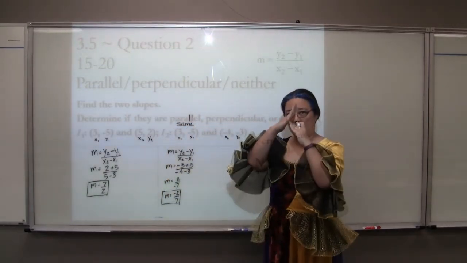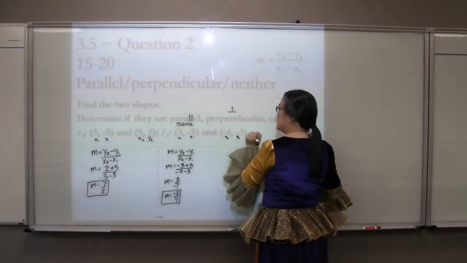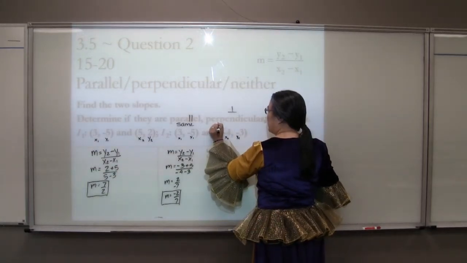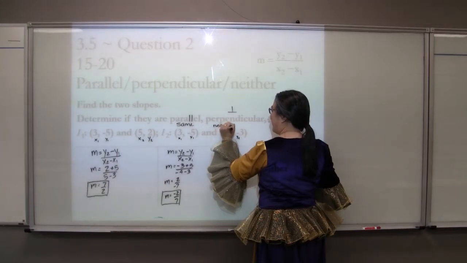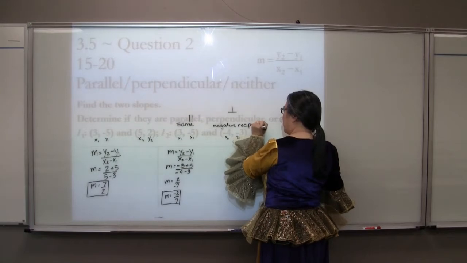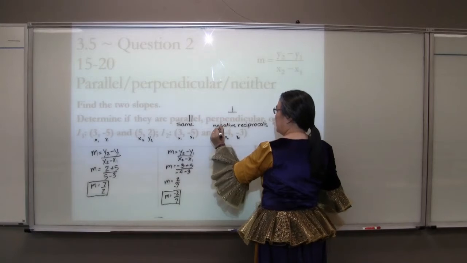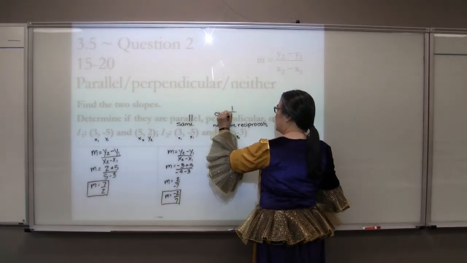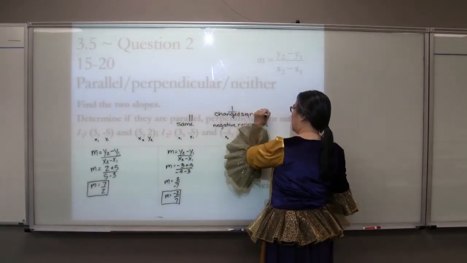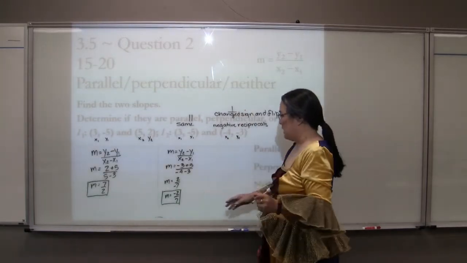Perpendicular lines meet at 90-degree angles, often notated like this, and what's going to happen is their slopes are going to be negative reciprocals. Or you can tell if you change the sign and flip.